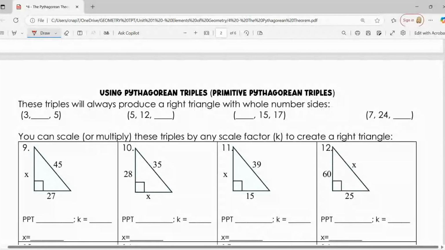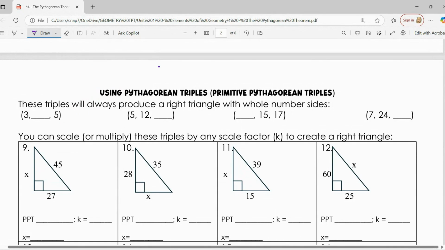In the last video, we talked about the Pythagorean theorem, which led to the Pythagorean formula, and how to use that to get the missing side of any right triangle. If you didn't watch that video, make sure you go back and watch that first so that you can understand how to use the shortcut to the Pythagorean theorem.